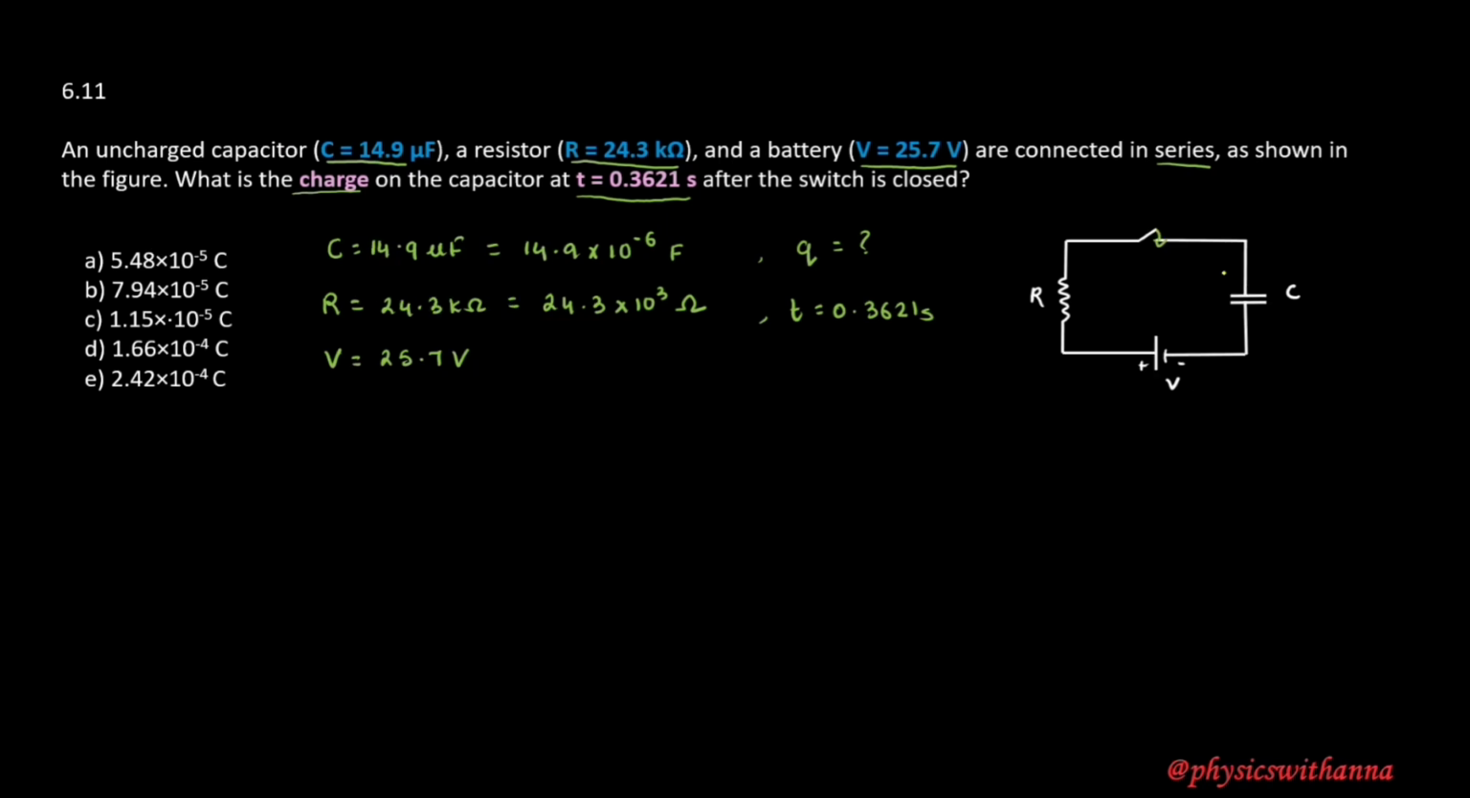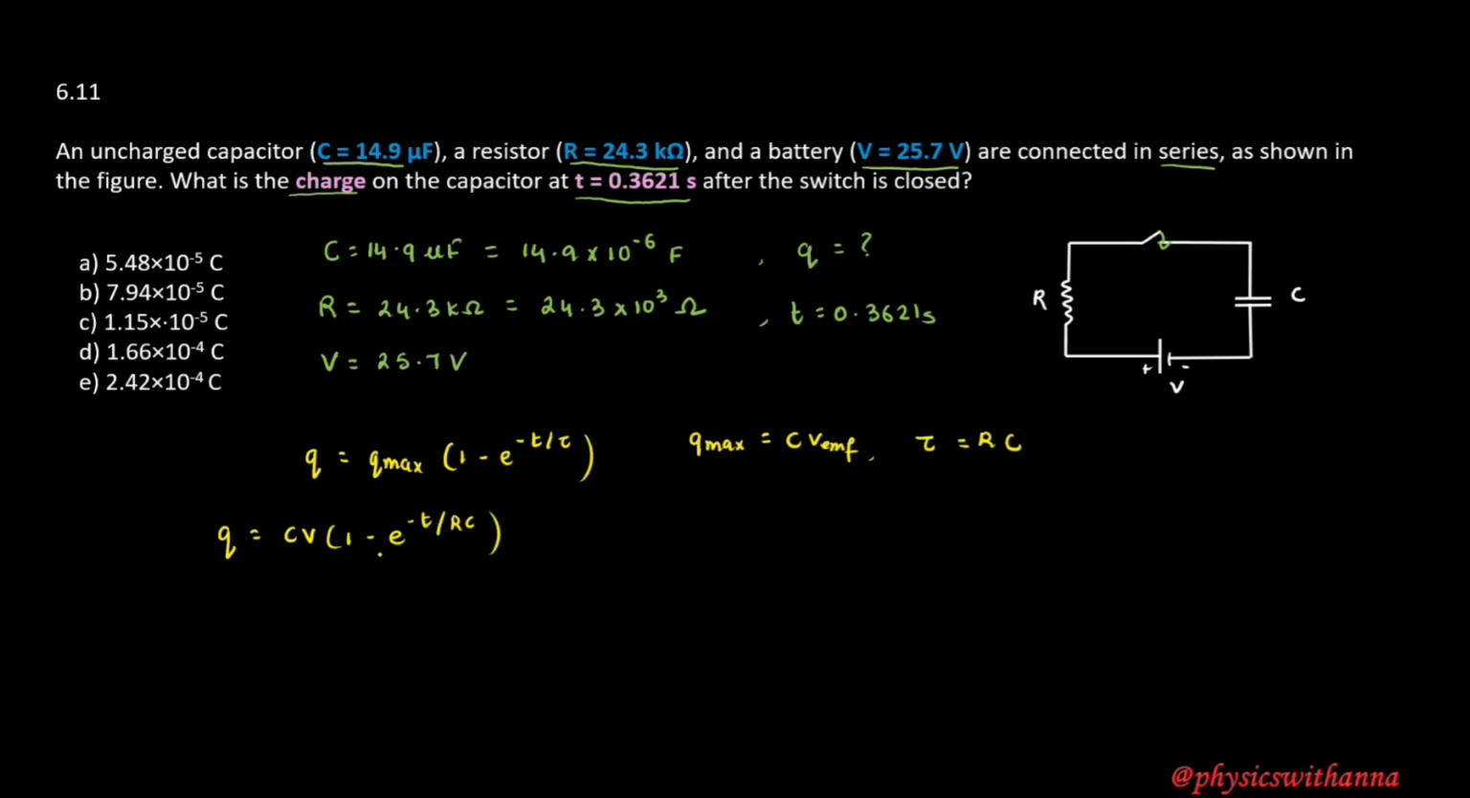Now when you close the switch, the capacitor begins charging. And you can find the charge at any given time using the expression Q equals Q max times 1 minus e to the power negative t by tau, where Q max is the maximum charge, which you can calculate as C times V EMF, and tau is the time constant, which you can find by multiplying R with C. So let's substitute this in the expression for Q. You get Q equals C V EMF times 1 minus e to the power negative t over RC.